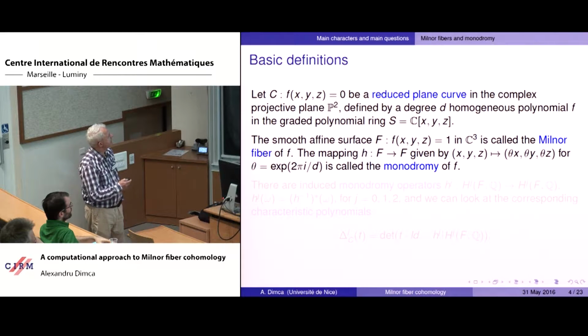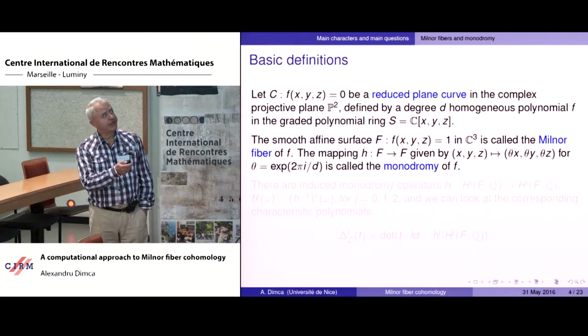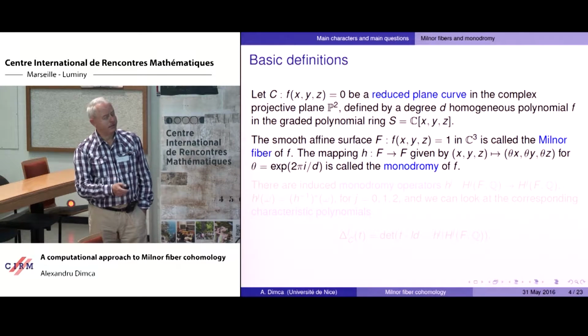And so we consider the smooth affine surface defined by the equation f equal to 1 in C^3, the affine three-dimensional space. This is called the Milnor fiber. And because the polynomial is homogeneous, it comes with a mapping h, which is a monodromy morphism, which is just multiplication by theta. Theta is this d-th root of unity, or any primitive d-th root of unity, if you like. And this is called the monodromy of f.